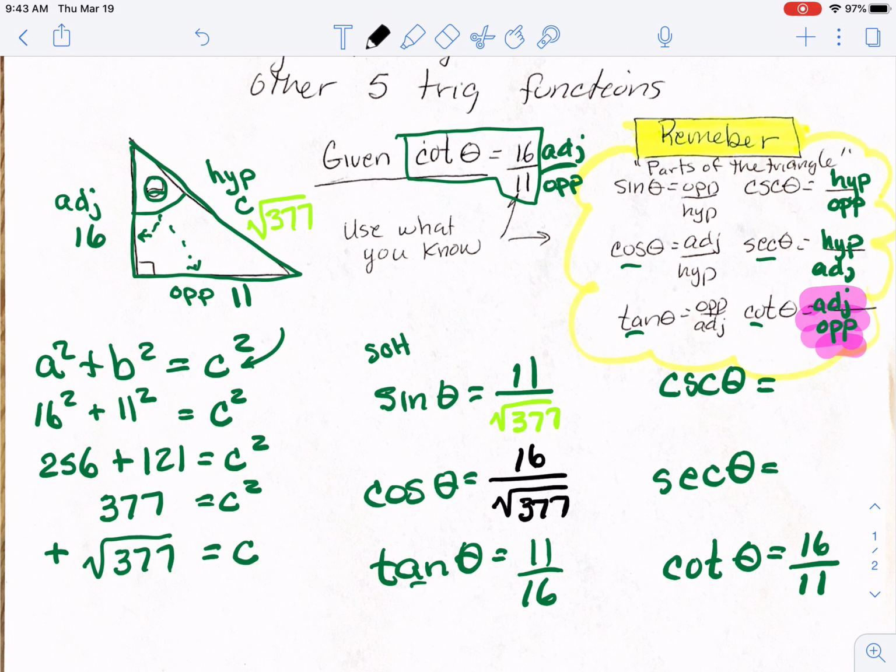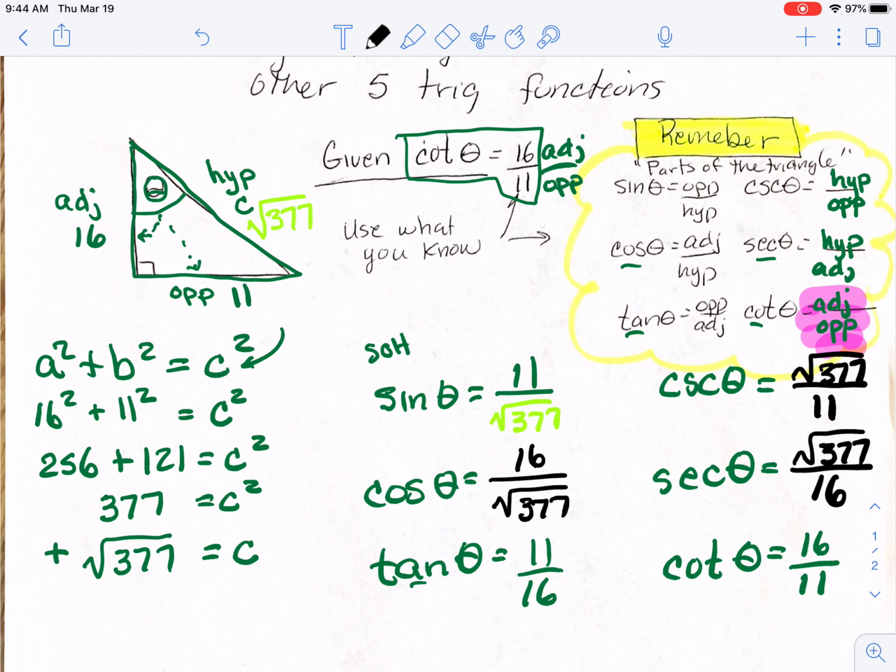I've got reciprocal functions over here waiting for answers. The cosecant is the reciprocal of sine, so I'm going to put that square root of 377 on the top of my cosecant fraction. And my 11 that was on the top of the sine now becomes the denominator in the cosecant. Same thing with the cosine, changing it to secant. We're going to flip that fraction over, the reciprocal functions. So I'm going to write square root of 377 over 16.